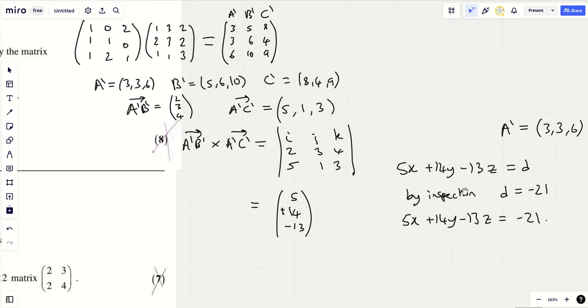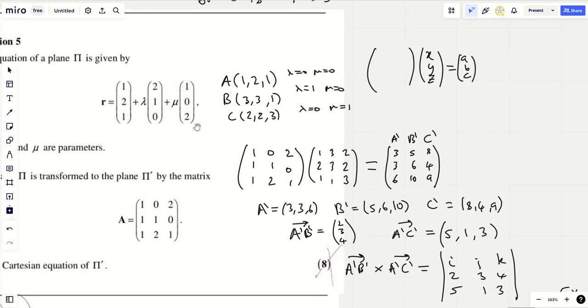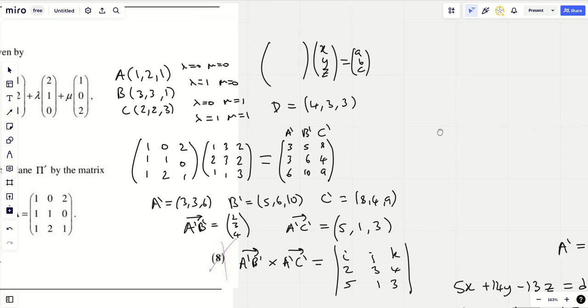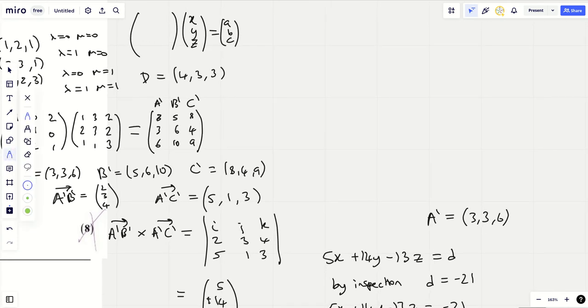But if you want to check that you've definitely done the whole question right, set another value for lambda and mu here. I think I did lambda equals 1, mu equals 1, and I found a new point D, and that D is 4, 3, 3. If you've got lambda is 1, mu is 1 there, and then I very quickly transformed it with this matrix. So I did like 1, 0, 2. Oh, I can't see it now.